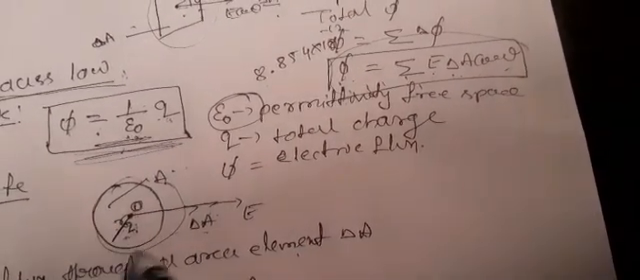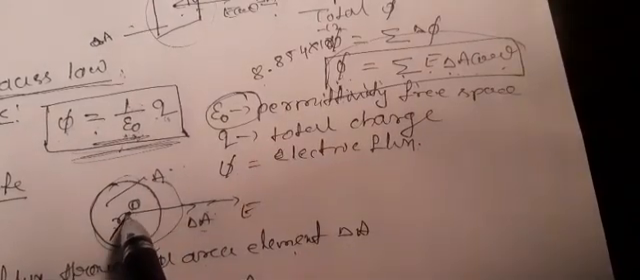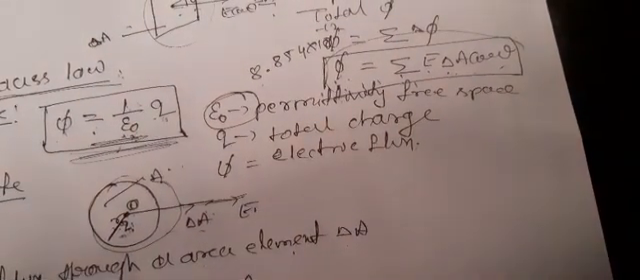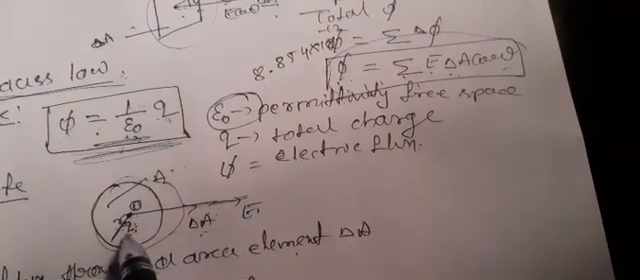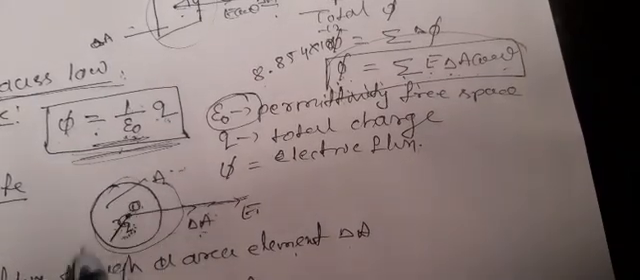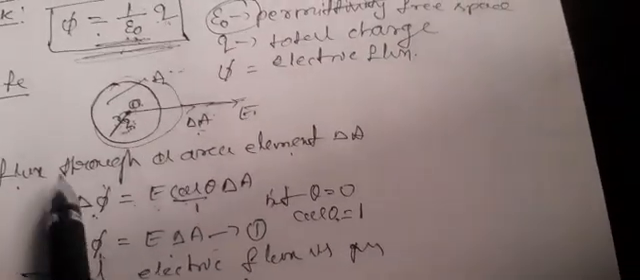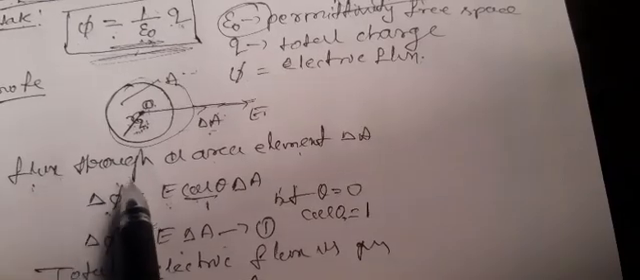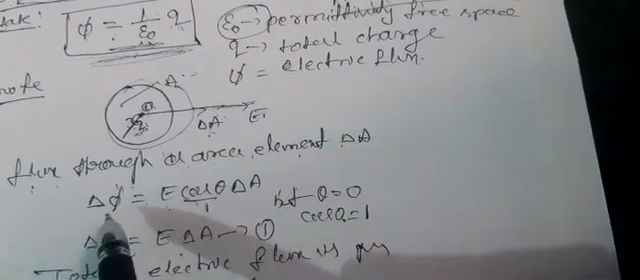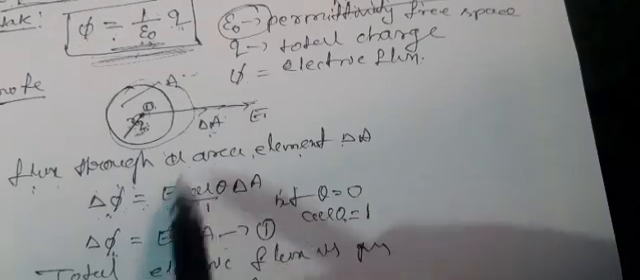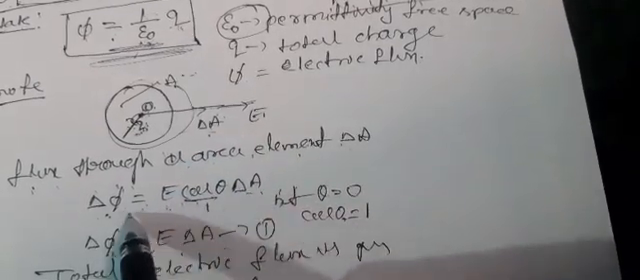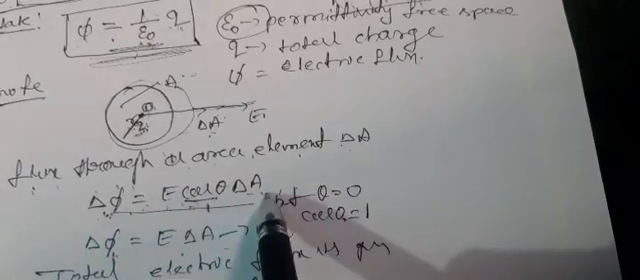First, draw the spherical surface. The spherical surface has electric field lines, directed radially. The area element is delta A, and the single point charge Q is acting at a point O. A is the surface area, and R is the radius of the sphere. First, what is the electric flux through an area element delta A? The flux through an area element delta A is given by delta phi is equal to E cos theta delta A. This equation is called the electric flux through an area element.